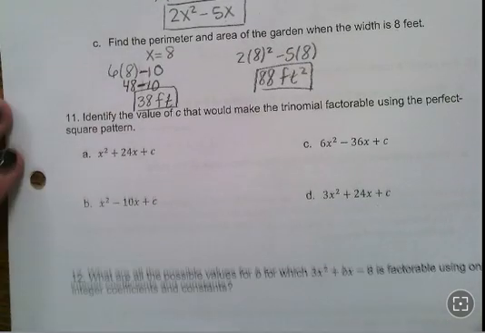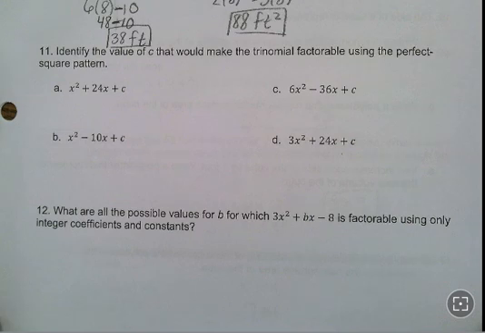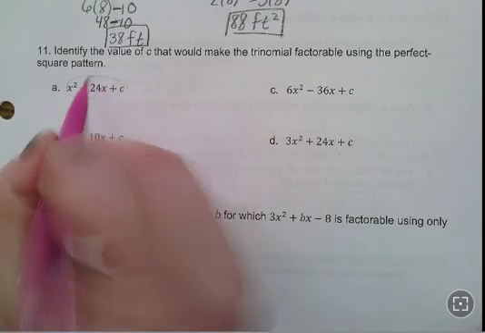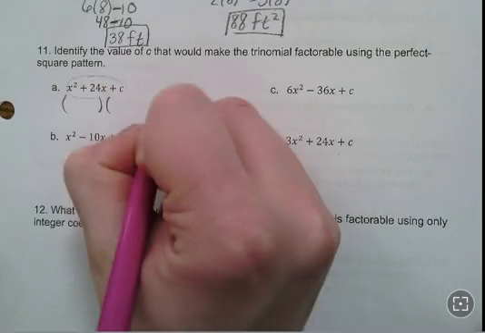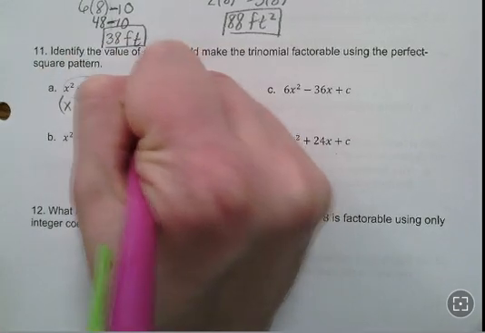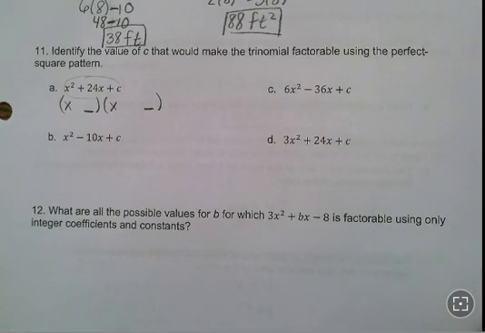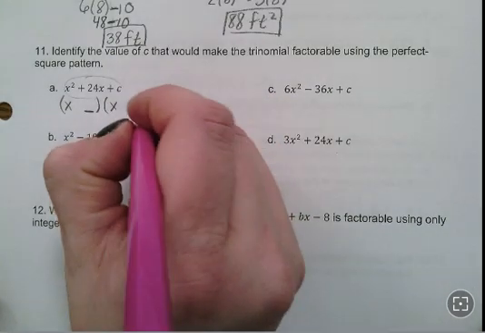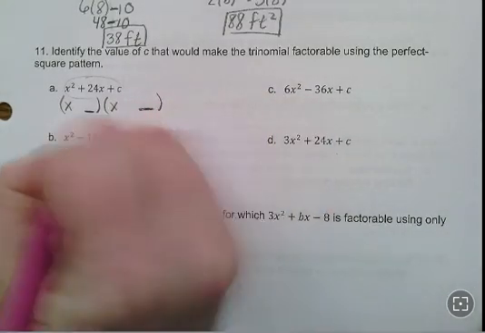All right, number 11, we're going to kind of change gears here. We've been adding, subtracting, and multiplying for the entirety of this packet, but now let's talk about some factoring things. Okay, so number 11, identify the value of c that would make the trinomial factorable using the perfect square pattern. What that means is when we factor this, we want to end up with two binomials where this is x and x, and whatever this number is and this number is, those are the same. That's what we call a perfect square trinomial. We haven't talked about that a lot, but that's what this is. So we need to find whatever that c value is that makes this number and this number the same.